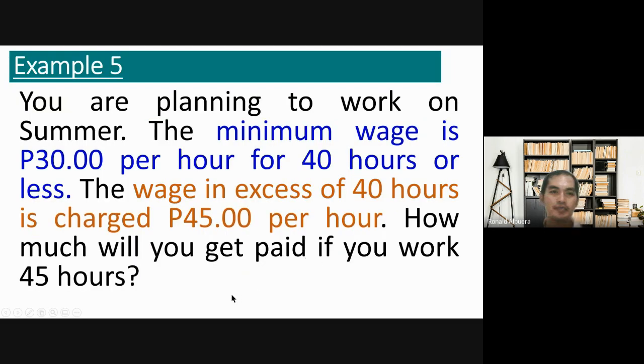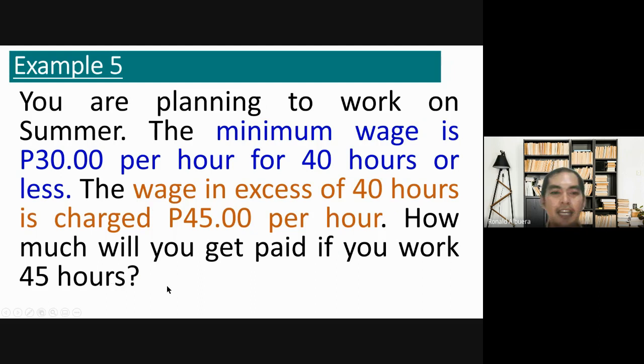Okay, next. Last, you are planning to work in summer. The minimum wage is 30 pesos per hour for 40 hours or less. The wage in excess of 40 hours is charged 45 pesos per hour. Kung nakatrabaho ka ng isang oras hanggang 40 hours, 30 pesos ang bayad nun per hour. Pero pag lumampas ka sa 40, ang bayad per hour ay 45. Sabi dito, how much will you get paid if you work 45 hours in a week?